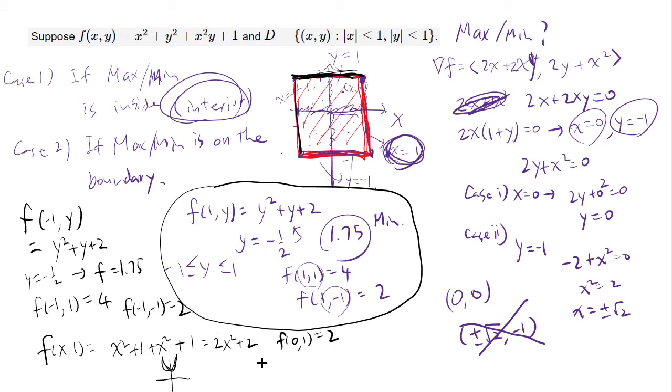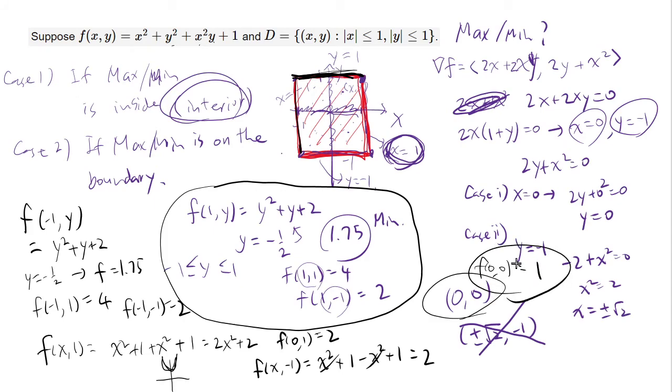And then finally, f(x, -1). Well, that's a little strange. If you plug in -1 for y, you get (-1) squared, which is +1, minus x squared plus 1. So these cancel, and it's always 2. Okay, and then I forgot to actually calculate at (0, 0). So what is f(0, 0)? If you plug in 0, 0, it's just 1, right? So you get that, okay?